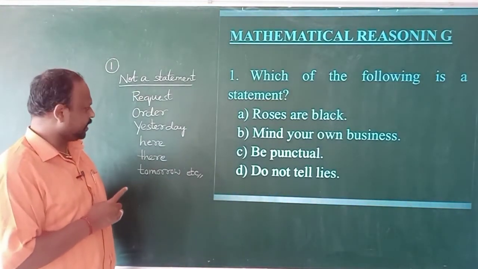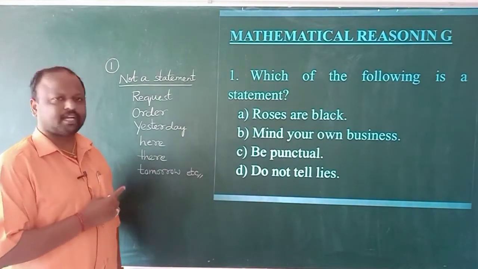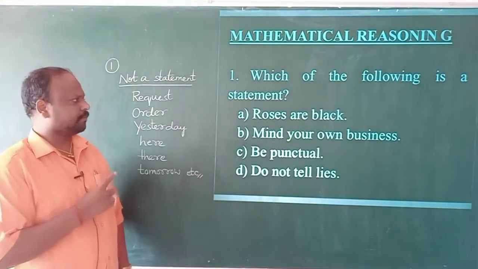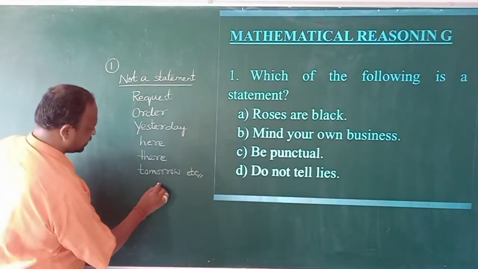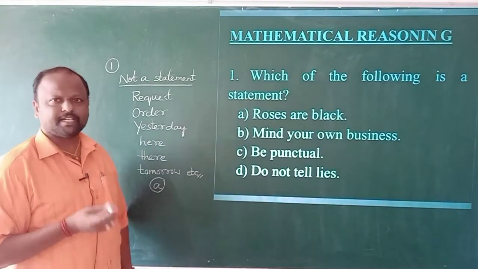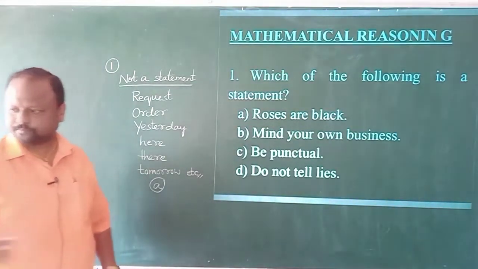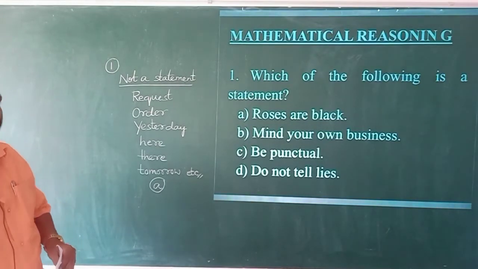So here option B, C, D are something like order. Here option A, roses are black. Whether it is true or false, option A is a statement. Roses are black, it is false, but it is a statement. We'll go for next one.